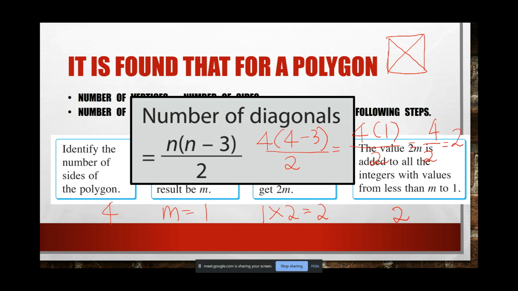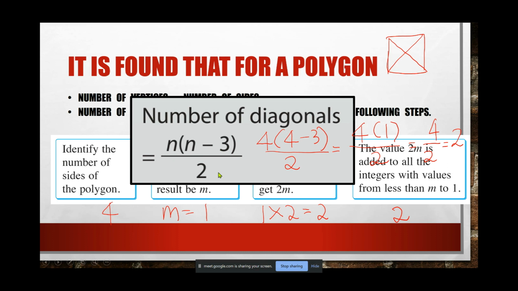Okay, we will look into some examples later on how to apply the number of diagonals. So can you memorize this? To find the number of diagonals is n times n minus 3 over 2. You need to memorize this right now. N times n minus 3 over 2. You may jot down anywhere also for you to memorize.